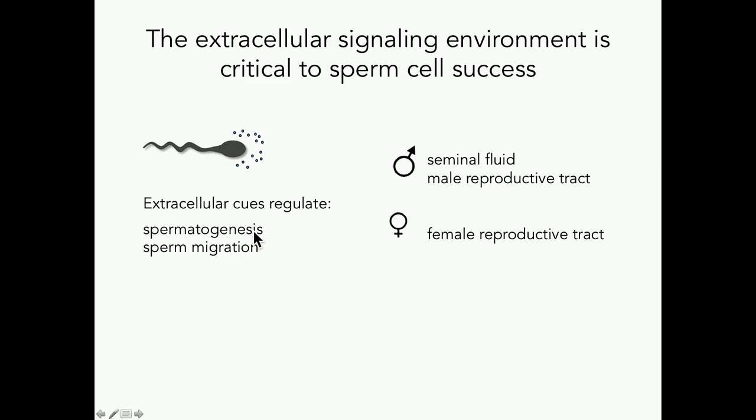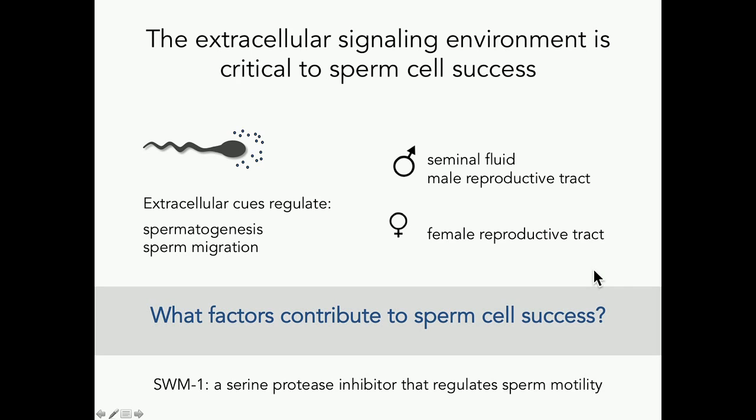oocytes. They rely on these extracellular cues to undergo the final steps of spermatogenesis, which are required for migration and fertilization. These cues include seminal fluid as well as components of the male and female reproductive tract. With my work, I'm interested in understanding factors that contribute to gamete success, and so today I'll tell you about a serine protease inhibitor called SWM-1 that regulates sperm motility.